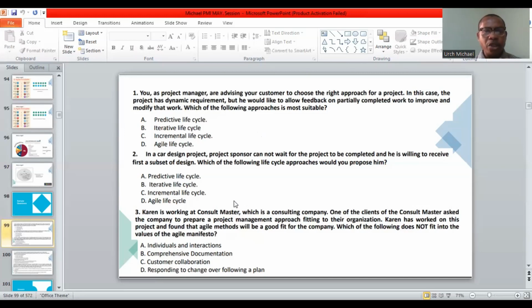Then question number 2 says, in a car design project, the sponsor cannot wait for the project to be completed. He is willing to receive first a subset of design. It's talking about batch size here. You want to receive a subset of design, just like I taught you. I normally make reference to Apple to keep my explanation clear.